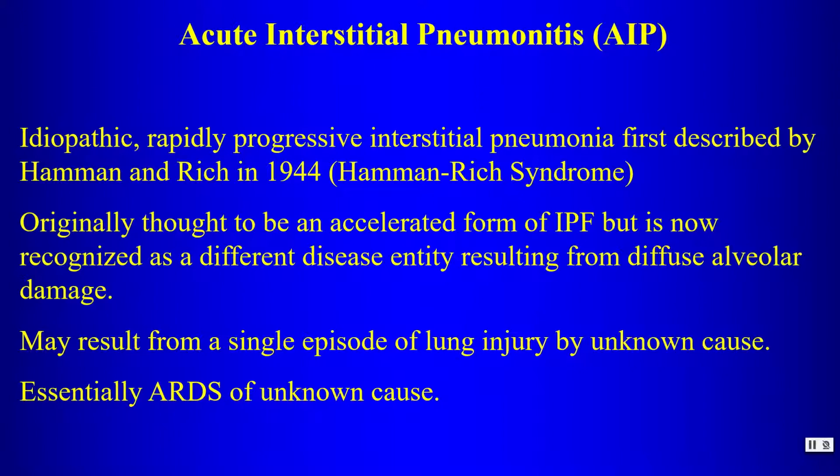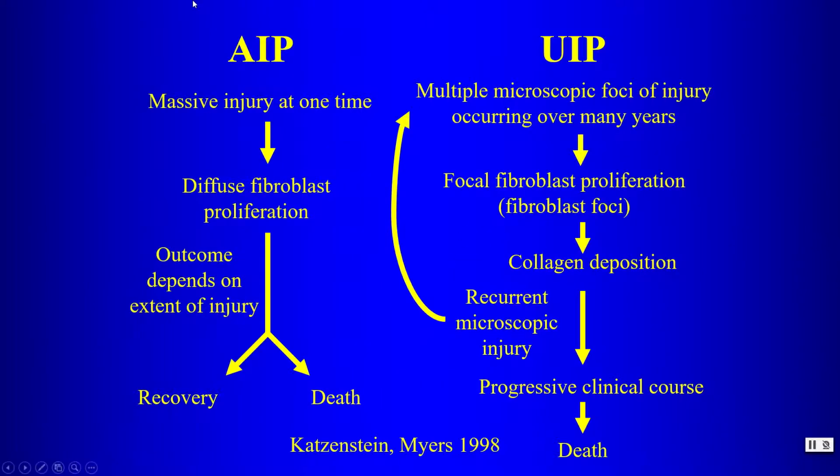So it results from a single episode of lung injury. The cause is unknown. So essentially, this is idiopathic ARDS. With AIP, there's massive injury at one time that results in diffuse fibroblast proliferation, and then the outcome depends on the extent of injury, as opposed to UIP, which is a repetitive process of injury and repair.